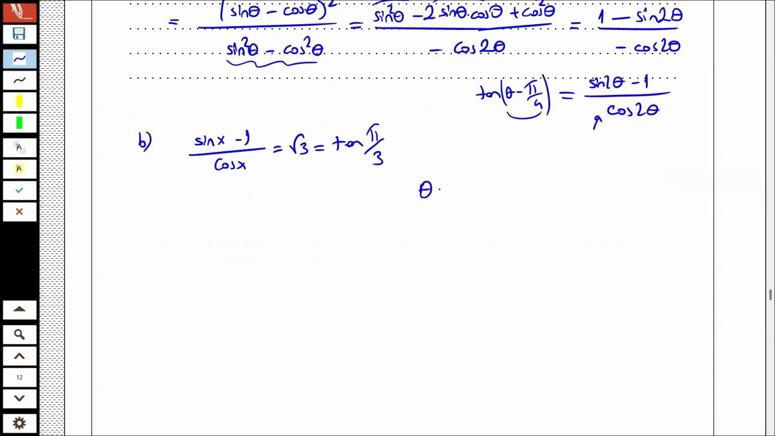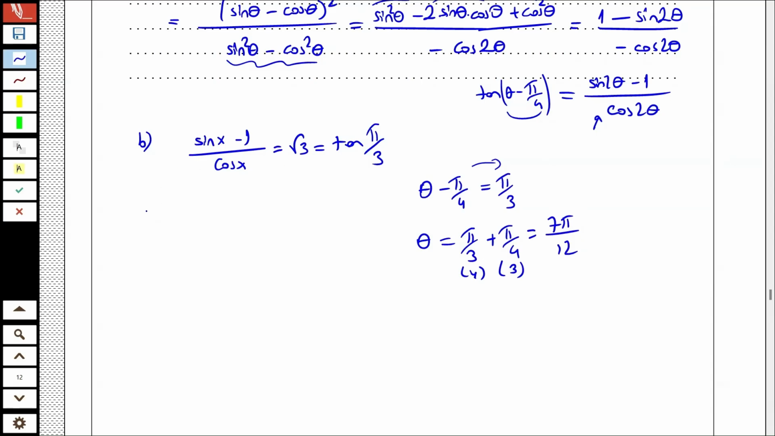We need to find theta. So theta minus pi over 4 equals pi over 3. From here, theta equals pi over 3 plus pi over 4, which is 7 times pi over 12.